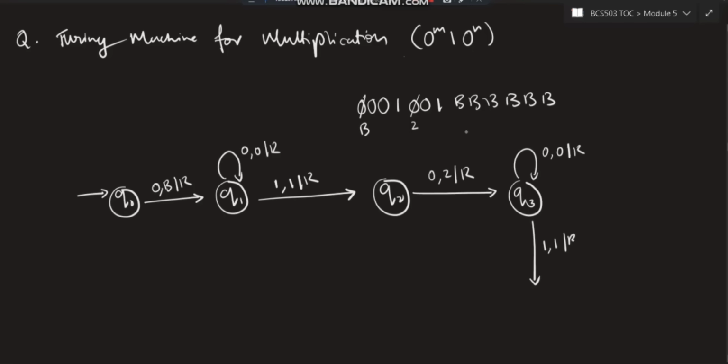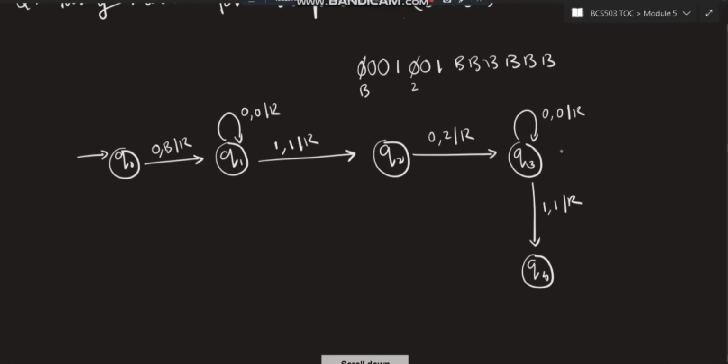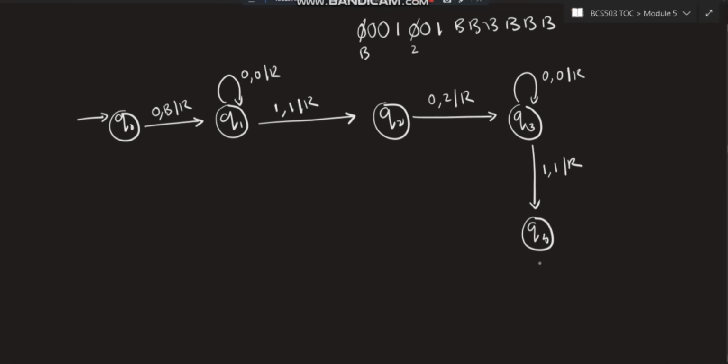And once I find a b after the first 0, after the second one, if I find b here, I have to make it 0, right? Whenever I find a b here, I'll make it a 0. So here I'll make it 0: b comma 0, and I'll move left. After marking it as 0, I have to move left. When I move left, I'll come to this state q5.